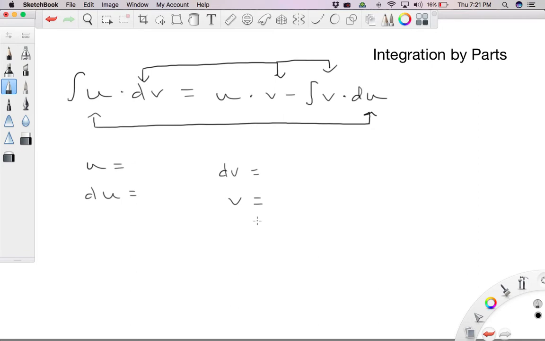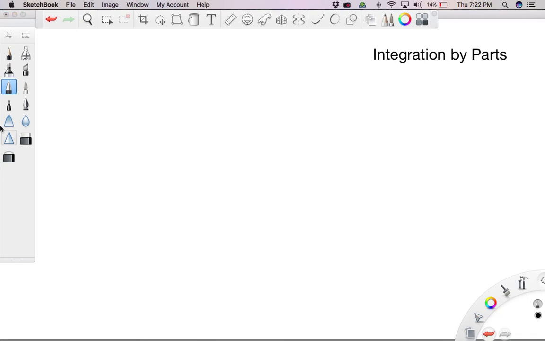Just to recap, this is a method for integrating the product of two functions. One of them you have to be able to find the derivative, and one of them you have to be able to find the antiderivative, or sometimes known as the integral. So I'm going to give a couple of basic examples here so you kind of see how this works. And the first one, actually I'm just going to rewrite the formula here. Integral of u times dv is equal to u times v minus integral of v times du.